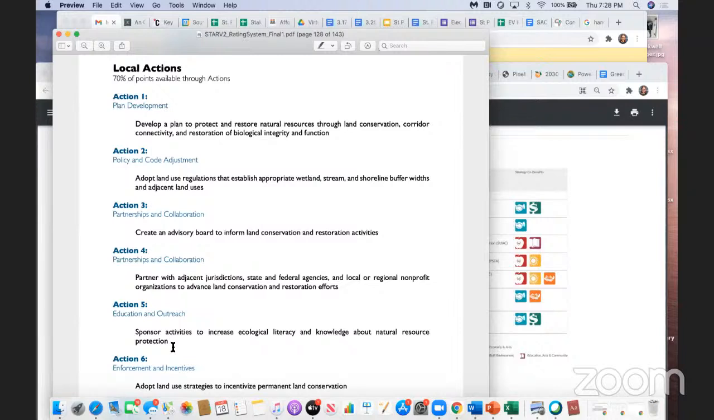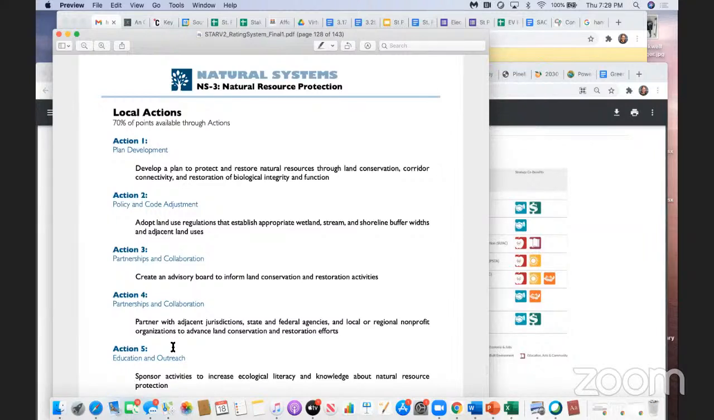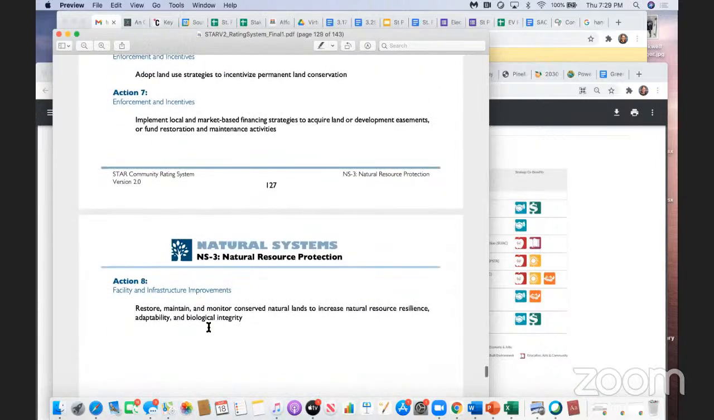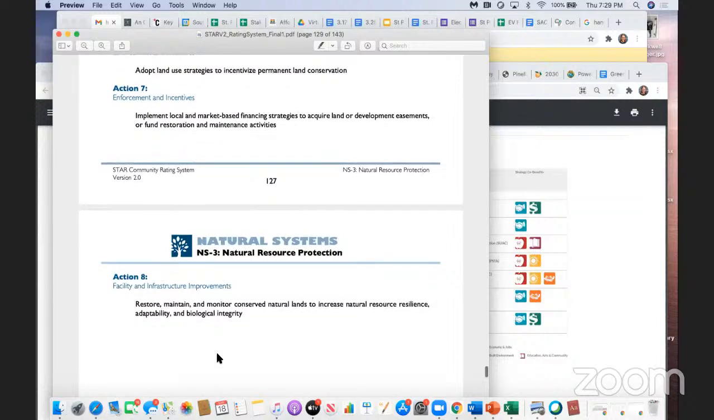Okay. The next item is Natural Systems 3, still staying with Natural Systems 3. These received 6 votes each, and they're items 7 and 8. So action item 7 is enforcement and incentives. Implement local and market-based financing strategies to acquire land or development easements, or fund restoration and maintenance activities. And then action item 8 is facility and infrastructure improvements. Restore, maintain, and monitor conserved natural lands to increase natural resource resilience, adaptability, and biological integrity.